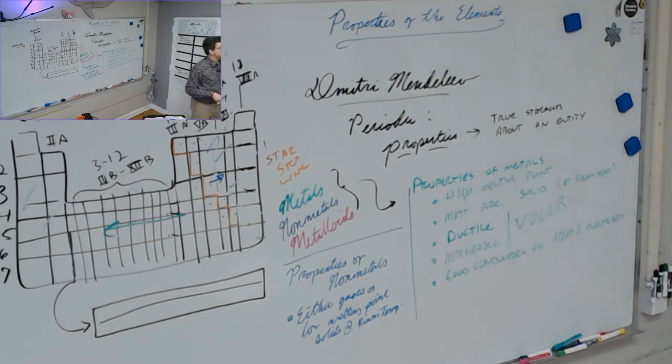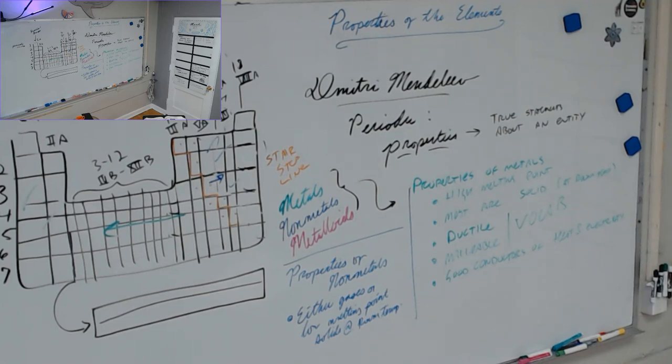Give me an example of a gas, of a nonmetal that's a gas. Radon. Radon is a nonmetal that's a gas. On this one you can see because they're blue, the ones that are written in blue are gases. Chlorine and fluorine are gases at room temperature.